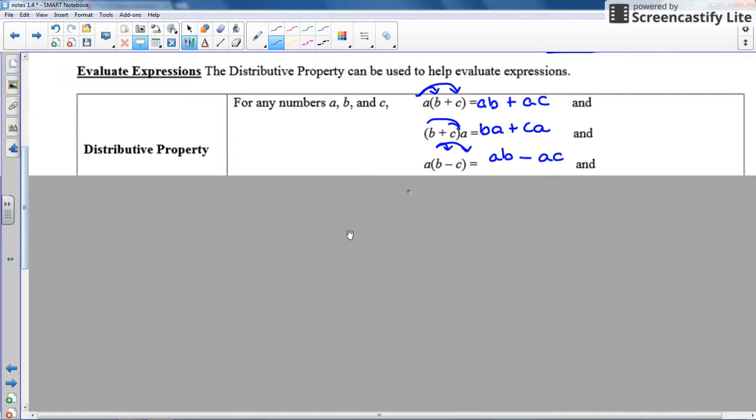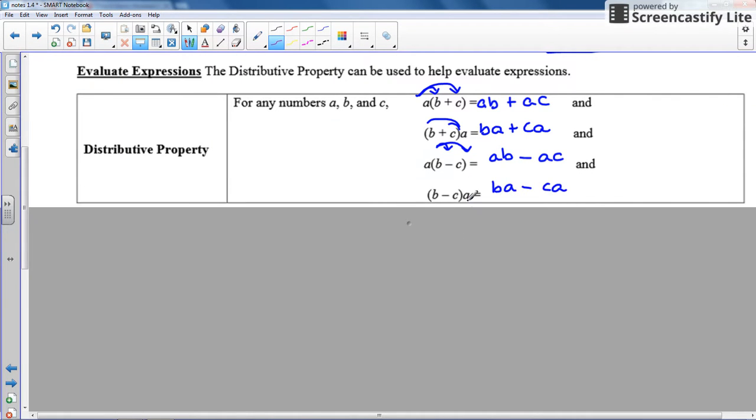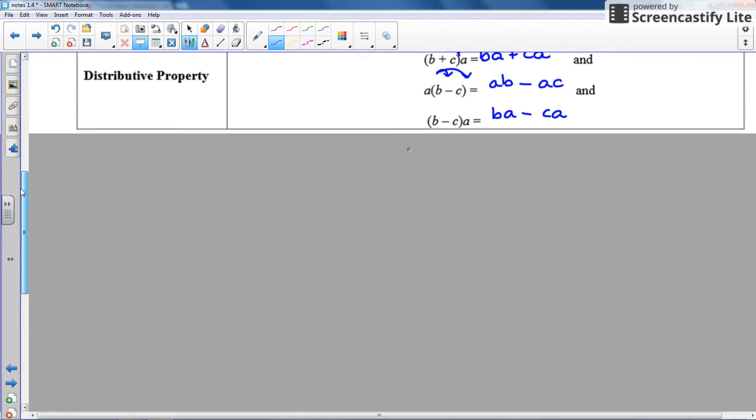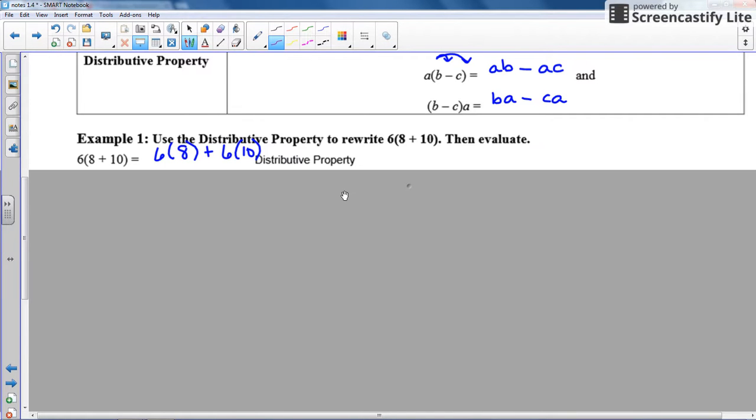And then we have the same thing if it's a difference. So if we're subtracting, we still multiply A and B, we still multiply A and C, it's just that now it's a subtraction in the middle. And same thing if the A is on the back end. All right, so hopefully that looks familiar to you. Let's take a look at a few examples.